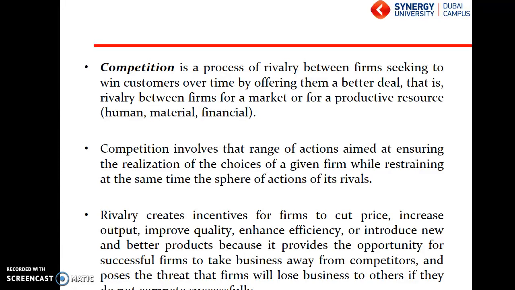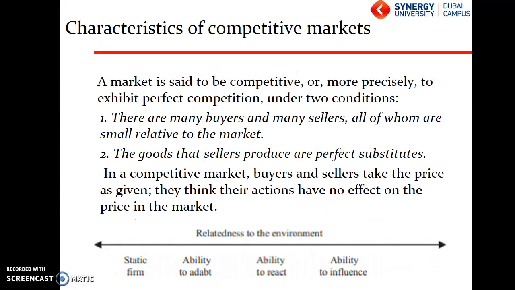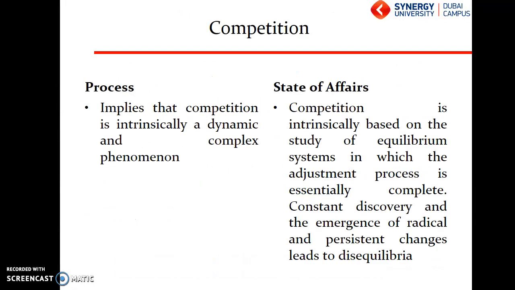And in our previous session, we defined competition based on 6 different concepts. Concept number 1 is that competition is a process. Competition as a process looks at competition as an intrinsically dynamic and complex phenomenon. It means there is a lot that is involved for a firm to be competitive. And we also have competition as a state of affairs, which deals with the study of an equilibrium system within a particular industry or at firm level.